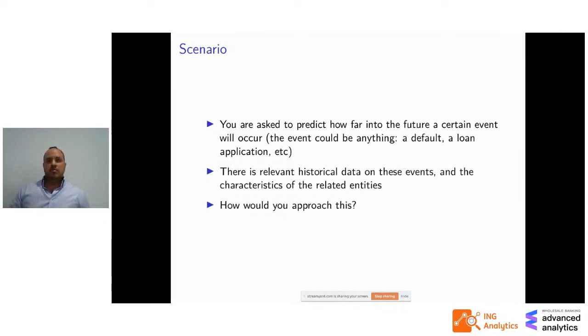And say you have some relevant historical data on these events, so their timings. And you also know some of the characteristics of the entities, right? Whether that's a client applying for a loan or a person who's unfortunately at risk of a stroke. So how would you approach this, right? I'll give you a second or two to think about it while I switch slide.